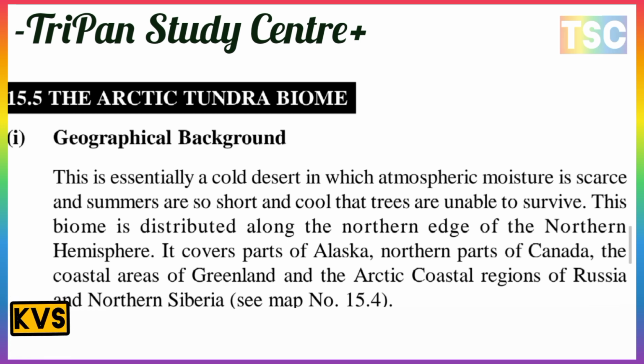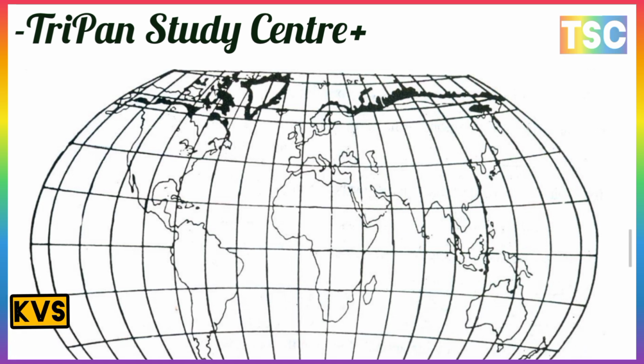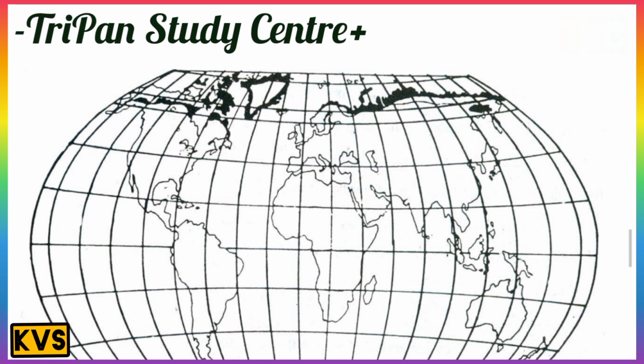The important thing here is the globe. It shows the tundra area, almost at the upper side of the globe. The black part shown here is the important part, the tundra; the other parts are not tundra, as shown in this map.